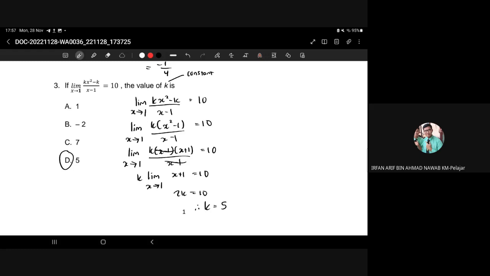Okay, so from here, since it is an indeterminate form, I have to find a way. Either I factorize it or use the conjugate. So from here, I factorize it, and I solve the limit. I know that my k is a constant value, meaning that I will bring it outside from the limit. Then I could evaluate limit as x approaches 1 for x plus 1, and then solve for k using algebra. And then finally, I will get D as my answer. All right. So any questions? Can we move on to our next question?